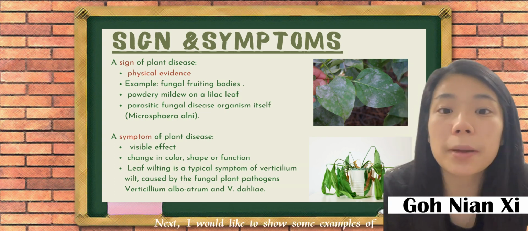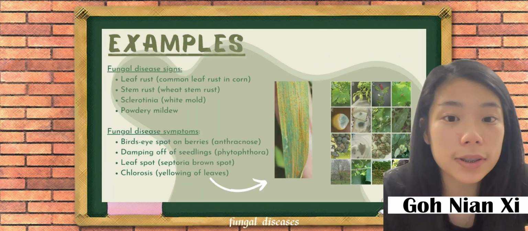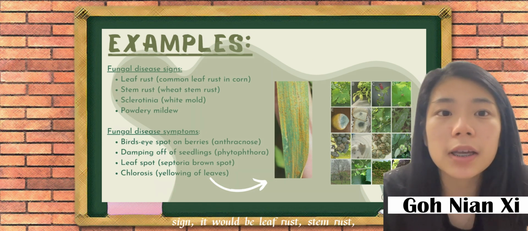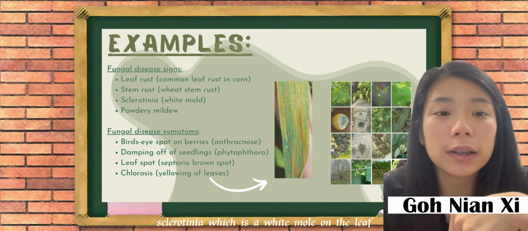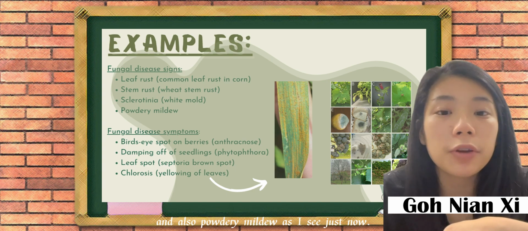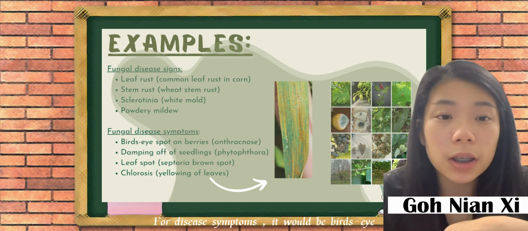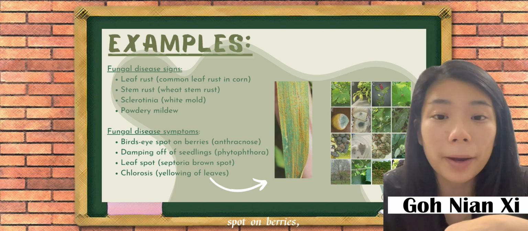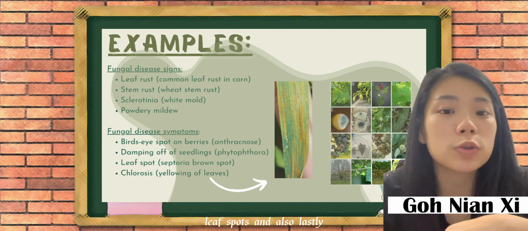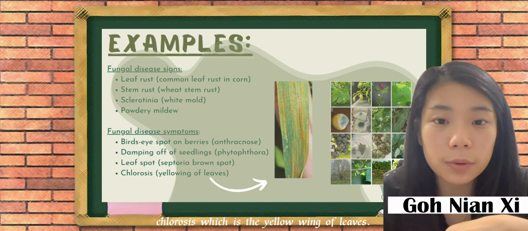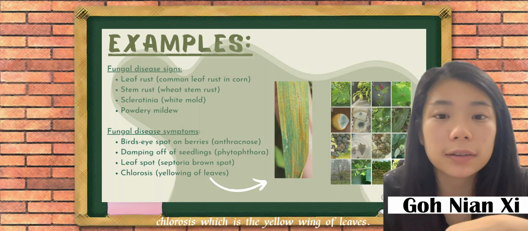Next, I would like to show some examples of fungal disease signs. It would be leaf rust, stem rust, Sclerotinia, which is a white mold on the leaf, and also powdery mildew, as I said just now. For disease symptoms, it would be bird's eye spot on berries, damping off of seedlings, leaf spots, and lastly chlorosis, which is the yellowing of leaves.